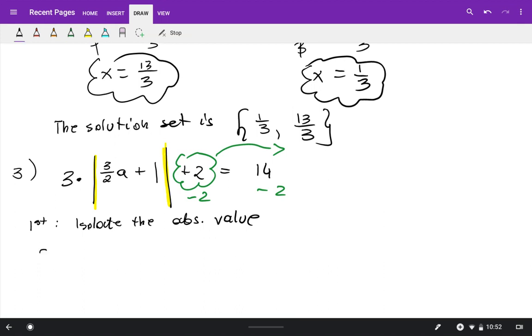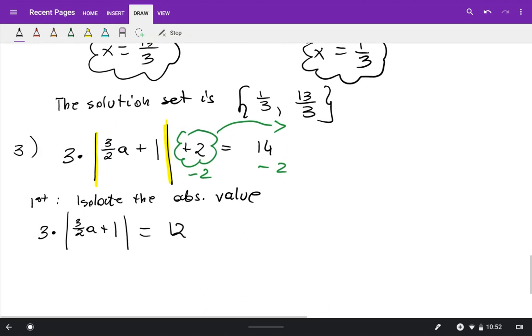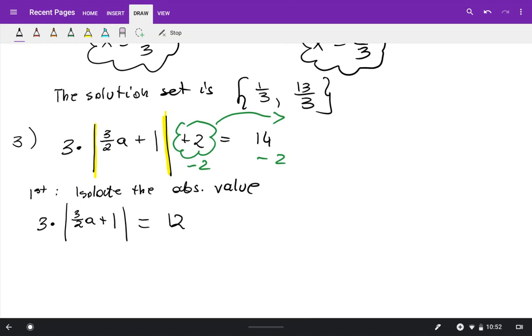So we have 3 times absolute value of 3 over 2a plus 1. It's equal to 14 minus 2, which is 12. Now, again, we're trying to isolate the absolute value. So we have 3 times absolute value. To undo multiplication, we need to divide both sides by 3.